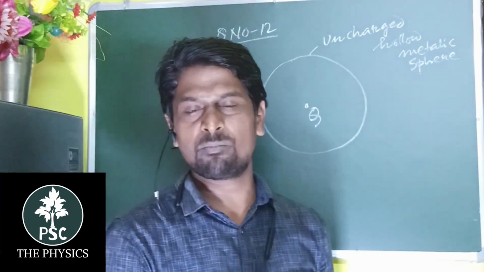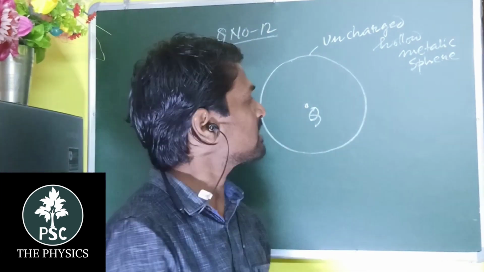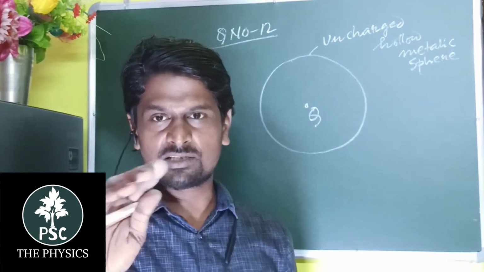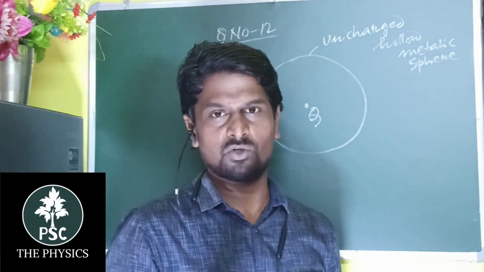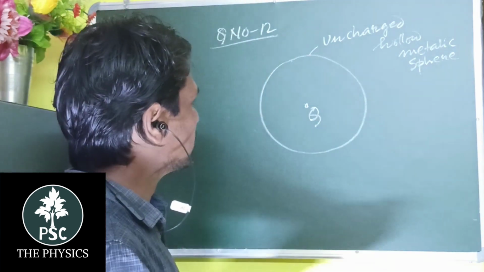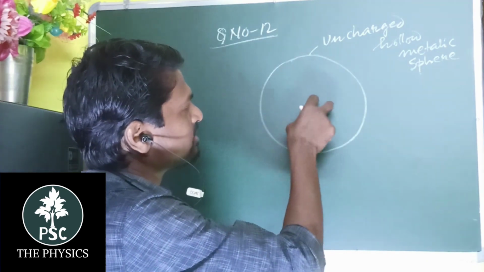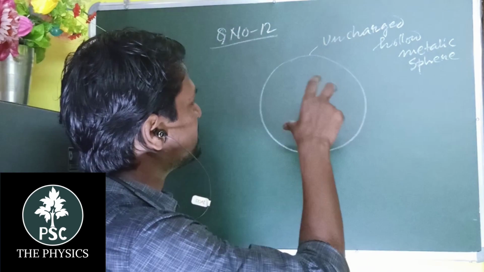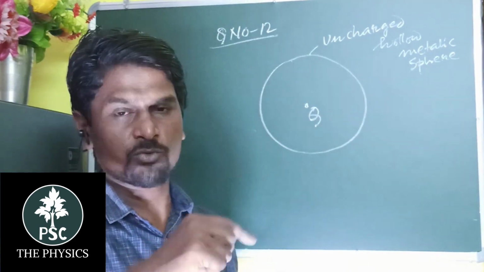What is the meaning of metallic sphere? That is, it is a conductor. If some amount of charge is given to that conductor, then on the outermost surface the charge is uniformly distributed. So this is the main point. This is an uncharged hollow sphere, evacuated from the inside, and it is a metallic sphere. If some amount of charge is given, then the charge is uniformly distributed.